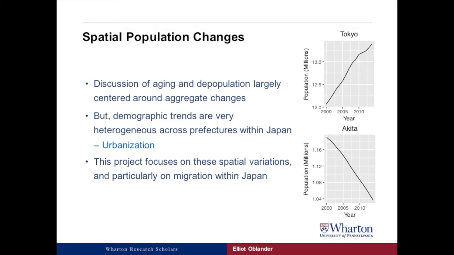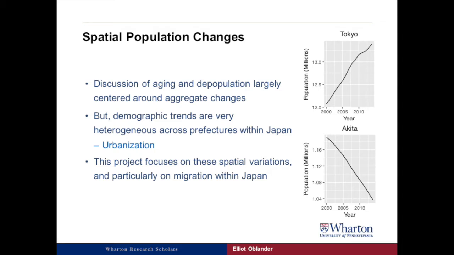However, digging deeper into these aggregate trends, we can see that there's a lot of regional variation in population change. For instance, Tokyo has seen a steadily increasing population since 2000, whereas Akita, which is a very rural region of Japan, has seen a steady decrease in population. The main driving force behind this is urbanization, which is that people are moving more and more out of rural regions into urban regions. And in particular, younger people tend to move more, which leaves elderly, less mobile populations isolated in rural areas. As such, we're focusing on the spatial variations in this project.